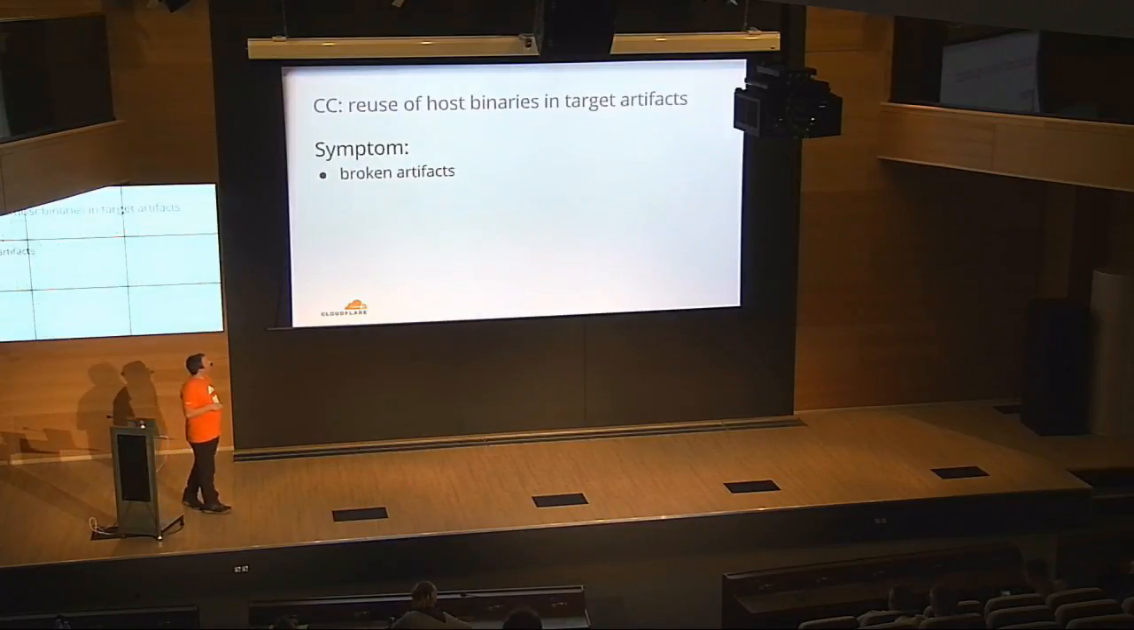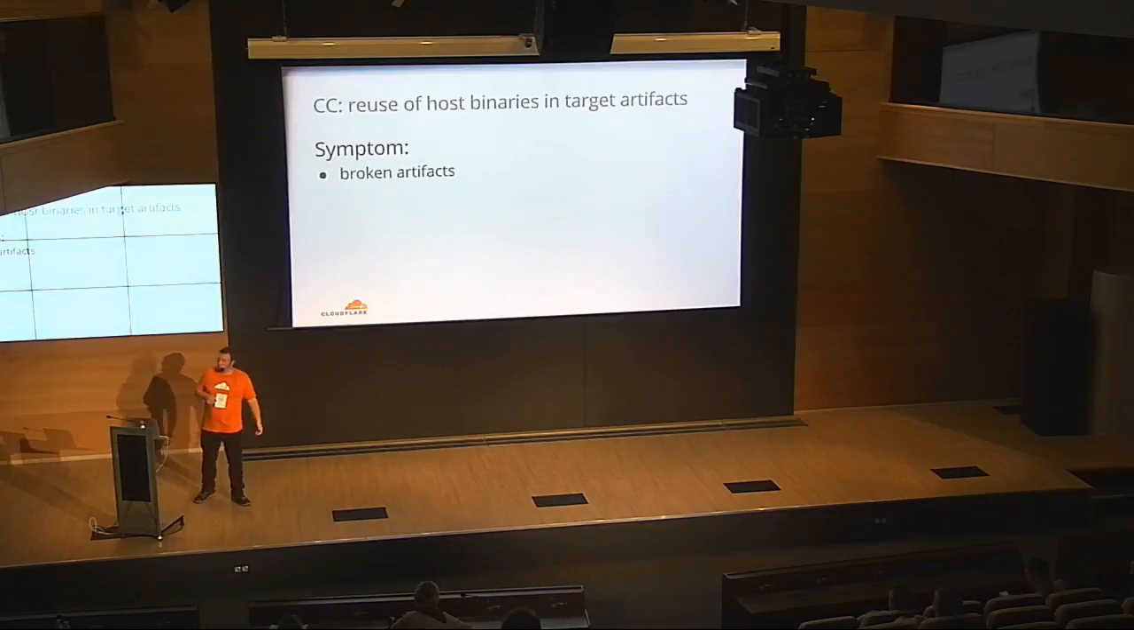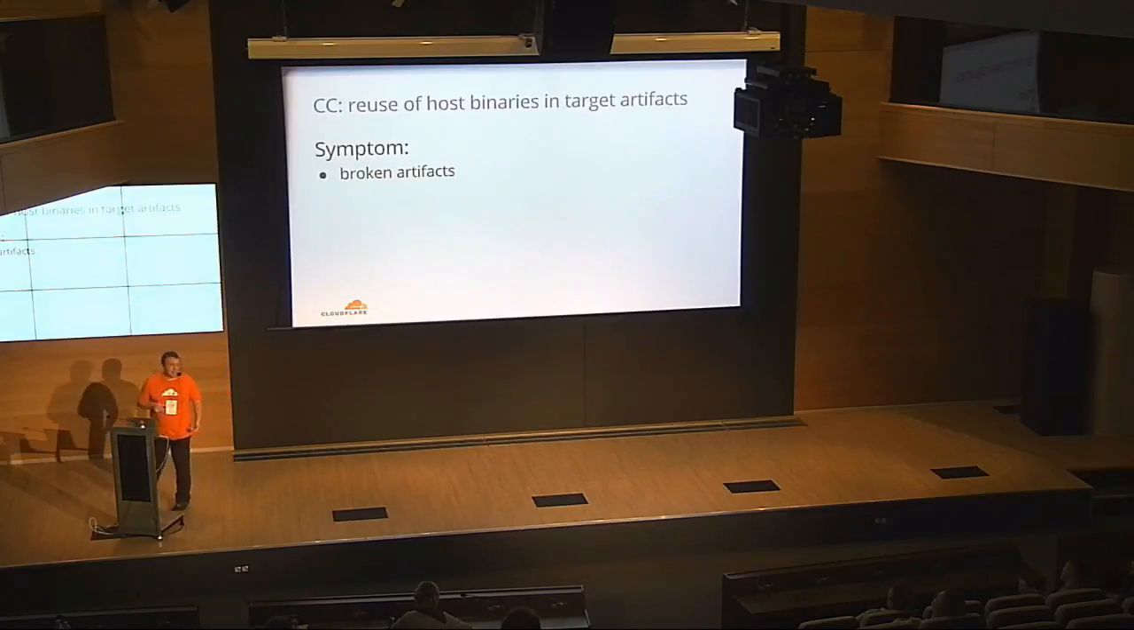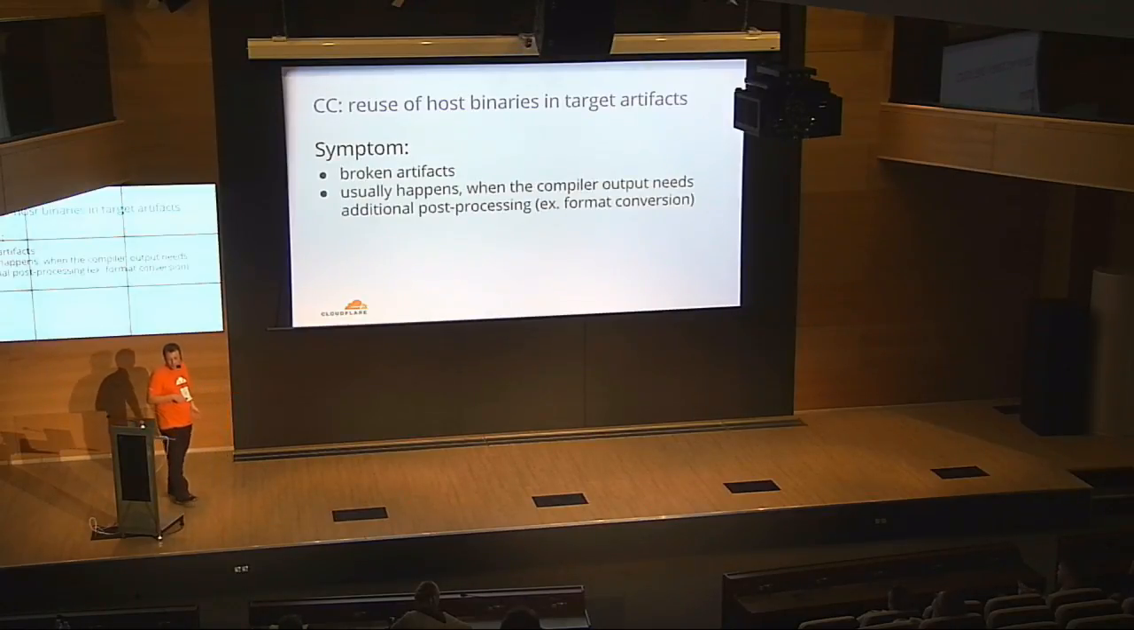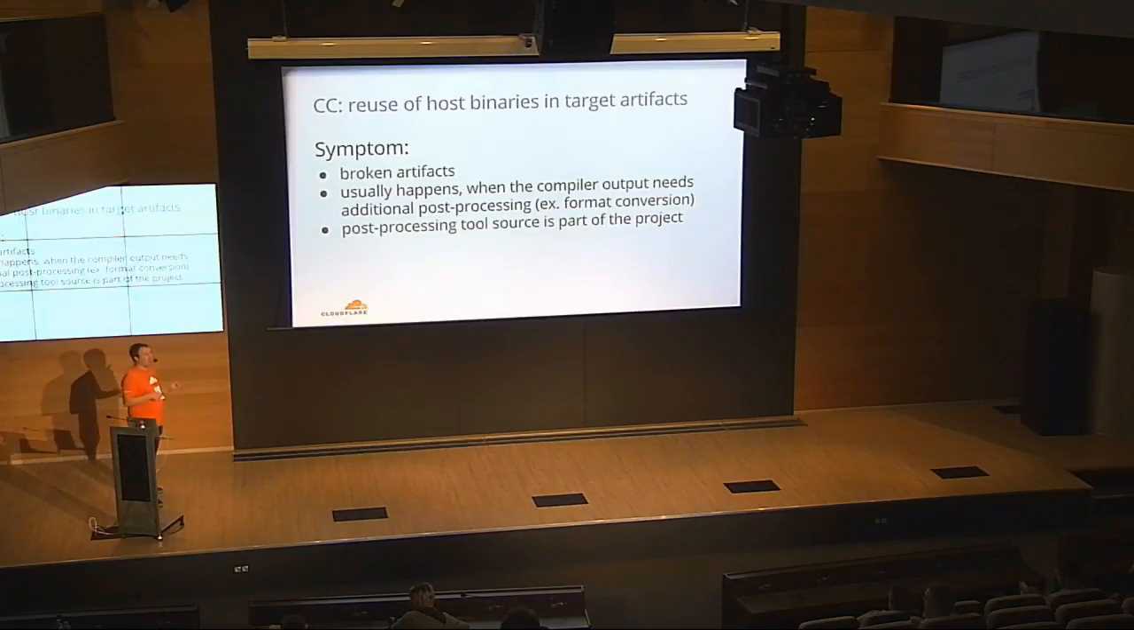So the final symptom from compile time problems we encountered: you get broken artifacts. Basically, cross-compilation succeeds, native compilation also works, but the final artifacts are not usable. Again, it usually happens when the compiler output needs additional post-processing, like in the case before. But the difference is these post-processing tools are also released as part of the project. So these tools are needed both during the build process, and they are also released as an artifact.